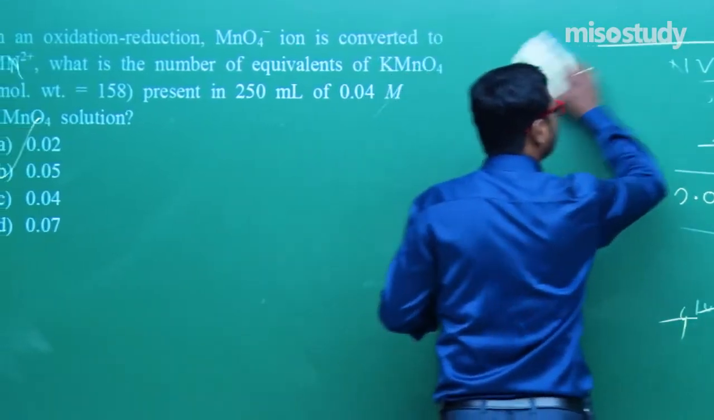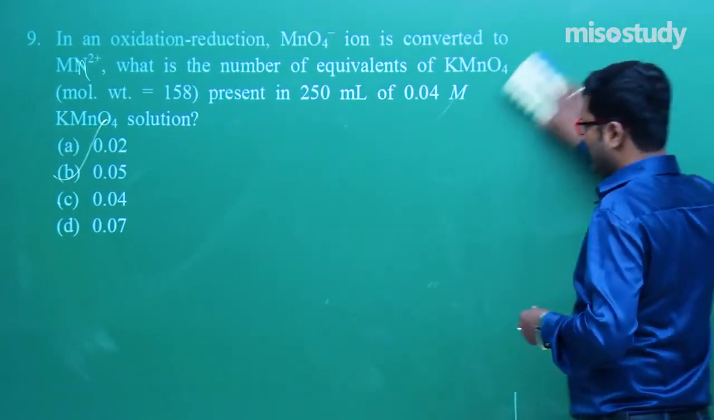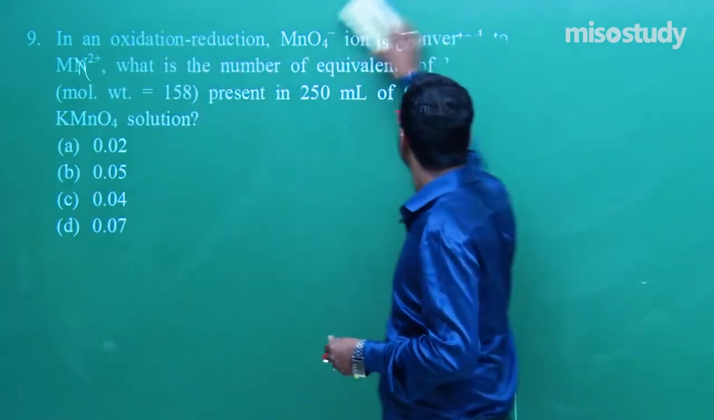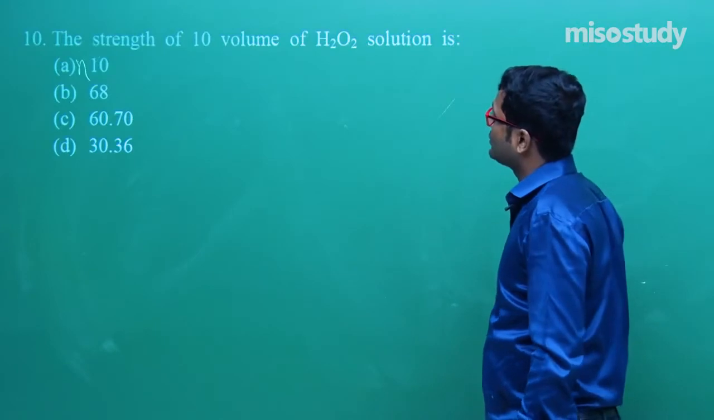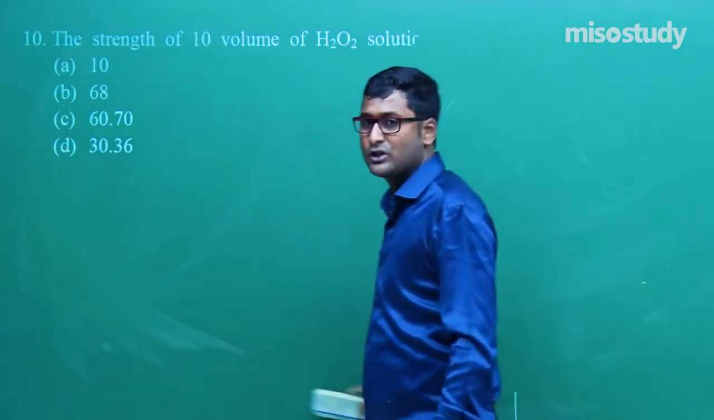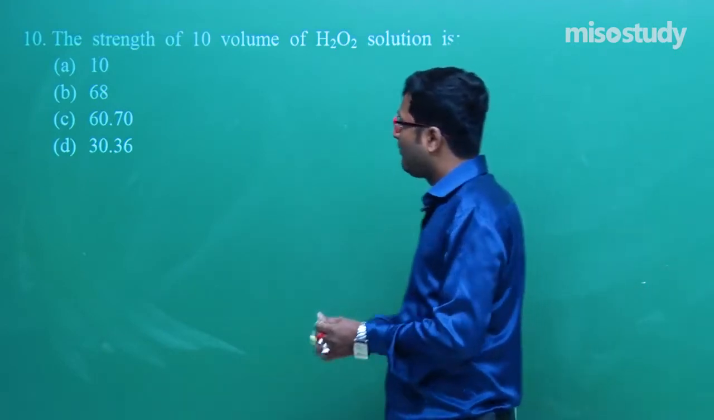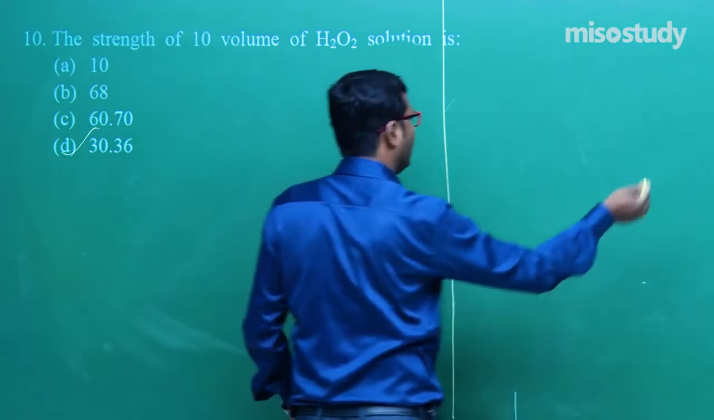Wait for a moment. The next question is the last question of this segment. Check it out, the last question. The strength of 10 volume of H2O2. This is a simple question, completely theory based. For this, D is the correct option. But if you do not know, write it down.